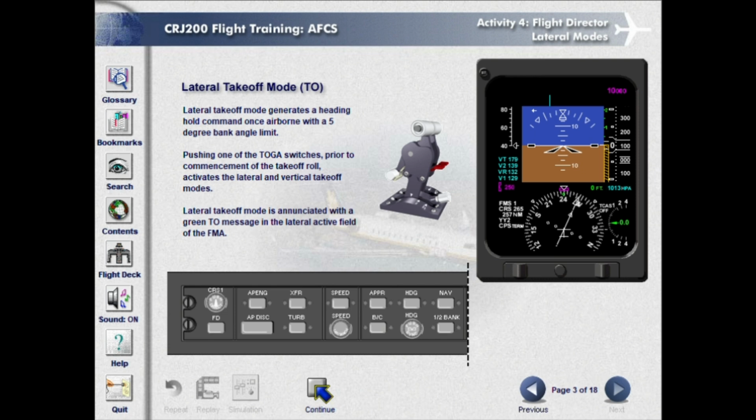Lateral takeoff mode. Lateral takeoff mode generates a heading hold command once airborne with a 5-degree bank angle limit. Pushing one of the takeoff go-around switches prior to commencement of the takeoff roll activates the lateral and vertical takeoff modes. Lateral takeoff mode is enunciated with a green TO message in the lateral active field of the FMA.